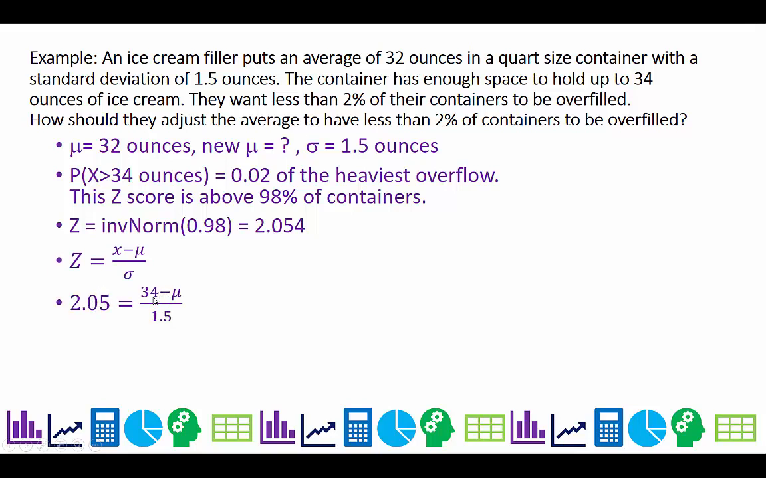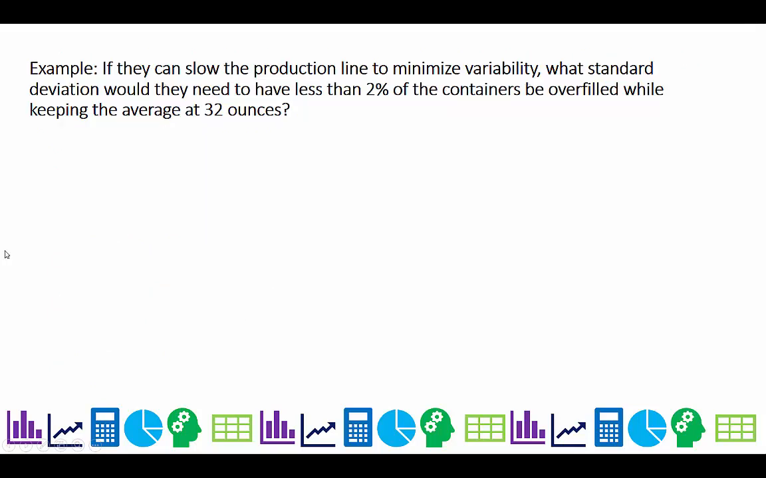I'm going to go ahead and substitute back into the formula. 2.05, 34 is how much the x is. We're going to figure out what the mu is. 1.5 is sigma, cross multiply. And we get 34 minus mu, add 34 to both sides, and you get the new average should be 30.925 ounces. So now instead of trying to change the average, they're going to keep it at 32 ounces, but they want to change the standard deviation. In other words, they're going to slow down the line so it can be more precise, less variability.